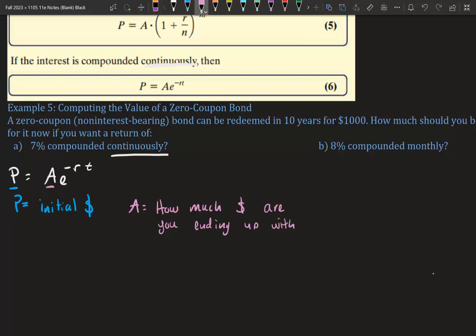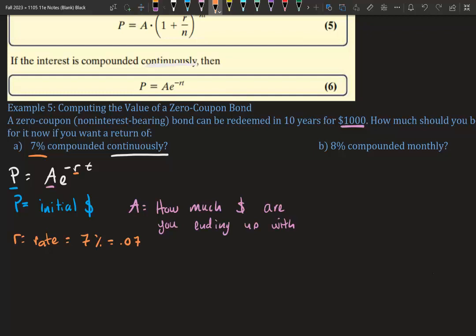So A is how much money you are ending up with. And in this case, it's $1,000. We want to know, when do we get $1,000? Like, how much do we have to put down now in 10 years to get $1,000? Our R never changes. That's going to be your rate. So our R still stands for our rate. In this case, it's 7%. So 7%, we know that's 0.07.